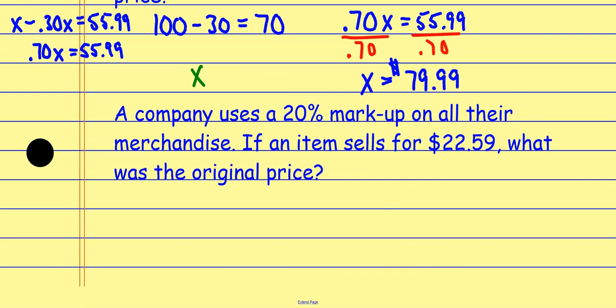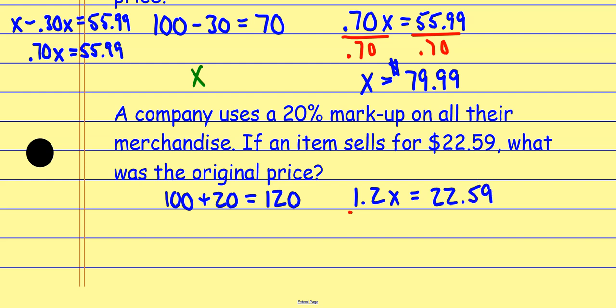If I look at this guy, company uses a 20% markup on all of their merchandise. If an item sells for $22.59, what was the original price? So this time it was a 20% markup. Again, I'm going to say, hey, instead of 100% of the price, we're going to add 20% to it. So my new percent is 120%. So now as I set this up, 120% is 1.2 times the original price, which I don't know, equals the 22.59. And now I can solve for the original price by undoing that multiplication. Divide each side by the 1.2.